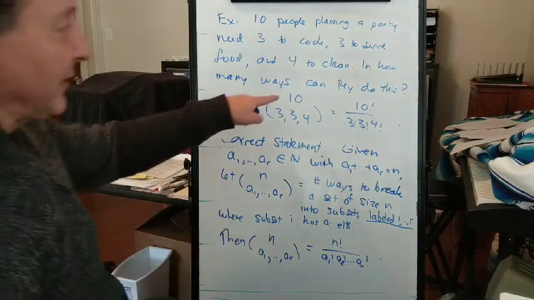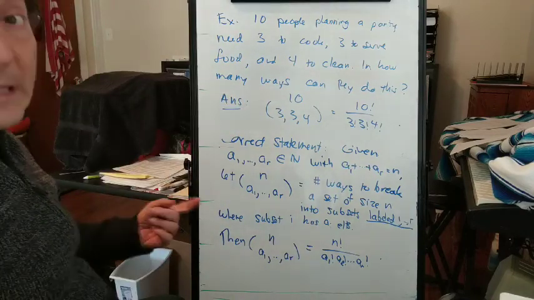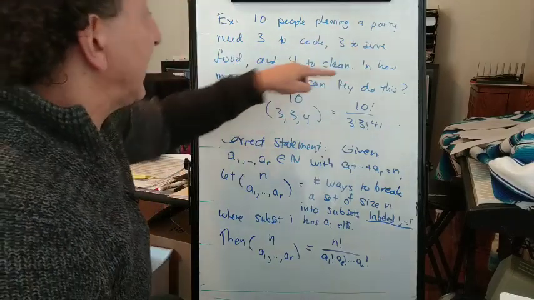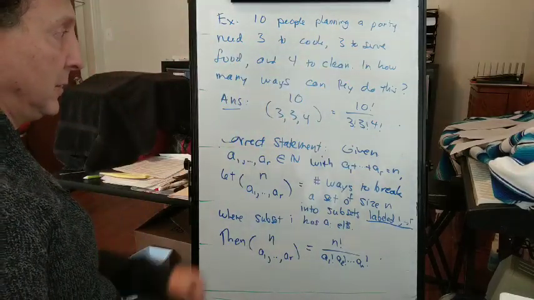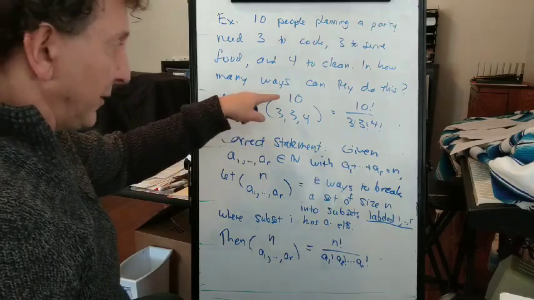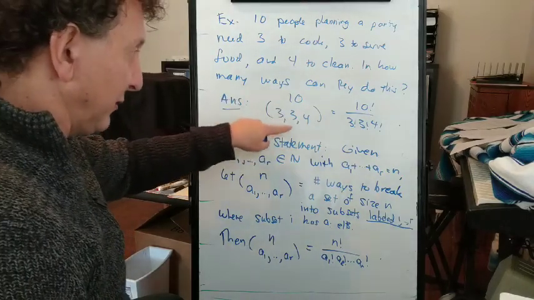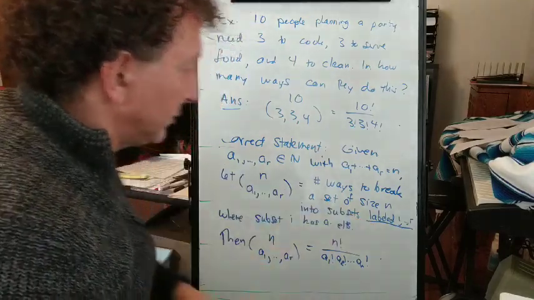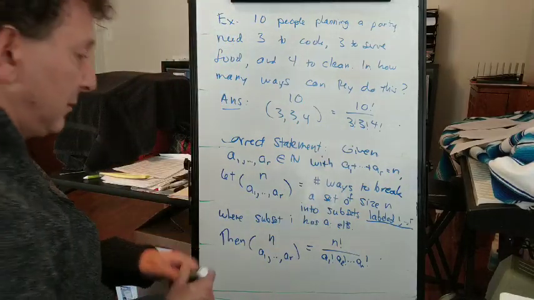So we're basically breaking the 10 people into 3 teams, labeled the cooking team, the serving team, and the cleaning team. So that's why the answer is 10 factorial over 3 factorial, 3 factorial, 4 factorial, because the subsets are labeled 1 through 3 in this case.